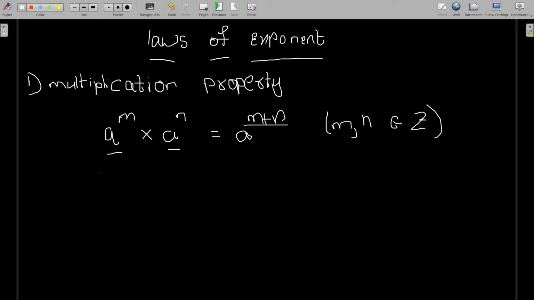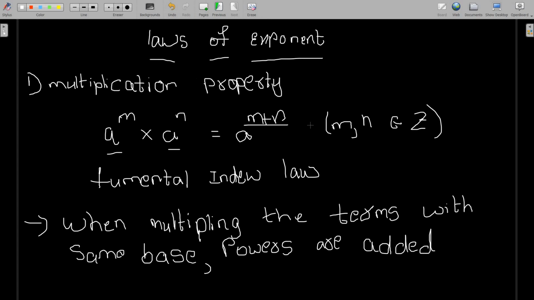It is a fundamental index law. It is the basic law, and it will be involved in all the problems. After completing this session, I will give some problems related to this topic. So I am writing the statement of the multiplication property here.